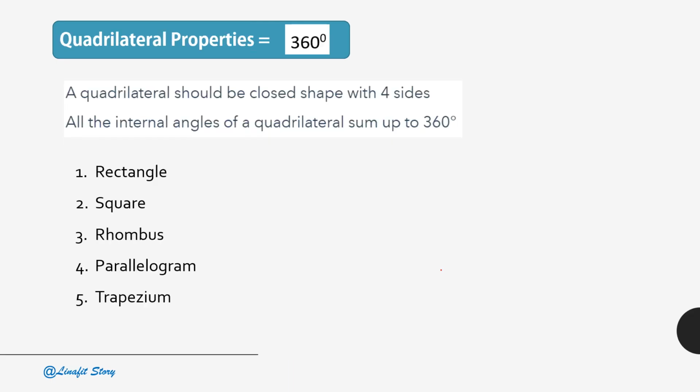Now let's move on to quadrilateral properties. A quadrilateral should be closed-shaped with 4 sides. All the internal angles of a quadrilateral sum up to 360 degrees. There are 5 types of quadrilaterals on the basis of their shape: rectangle, square, rhombus, parallelogram, and trapezium.